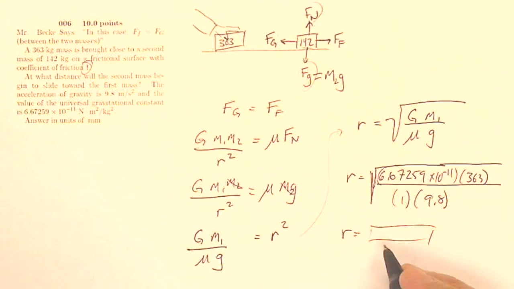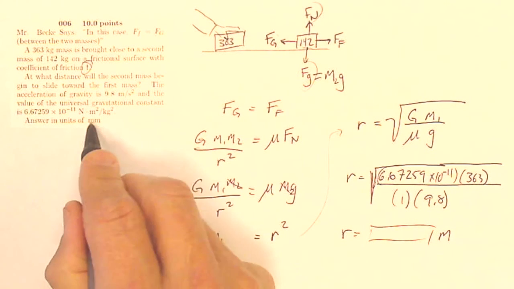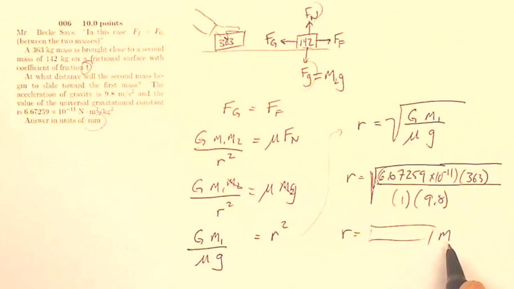One more thing about this problem, when you get this radius, that's going to give you it in meters, but it says answer in units of millimeters. So whatever your radius is in meters, you better do it times 1,000 to give you millimeters of your right answer.